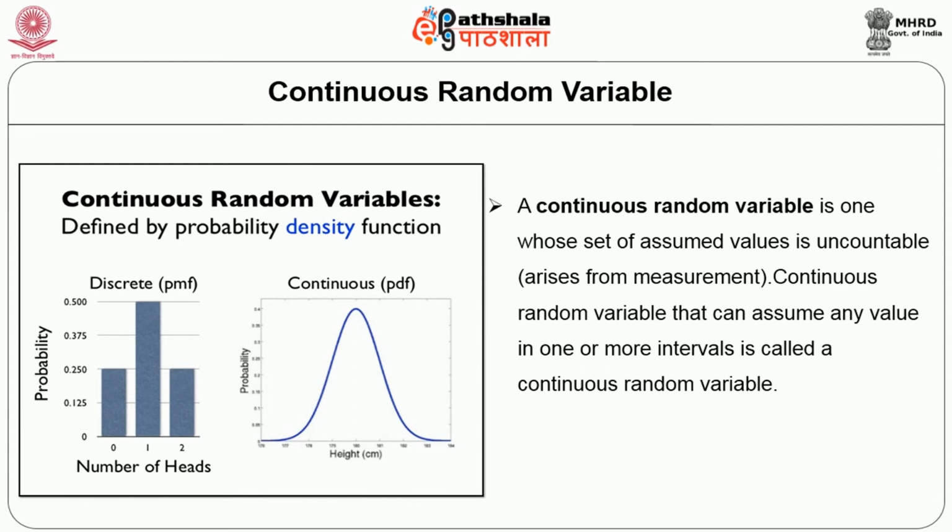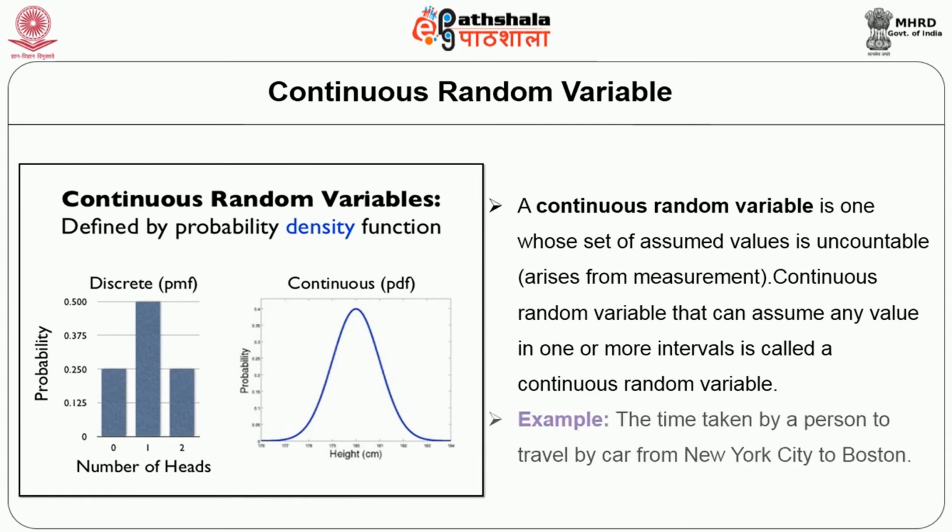A random variable that can assume any value in one or more intervals is called a continuous random variable. For example, the time taken by a person to travel by car from New York to Boston may vary. We cannot say exactly how much time is going to be taken. So this is all about the continuous variable.